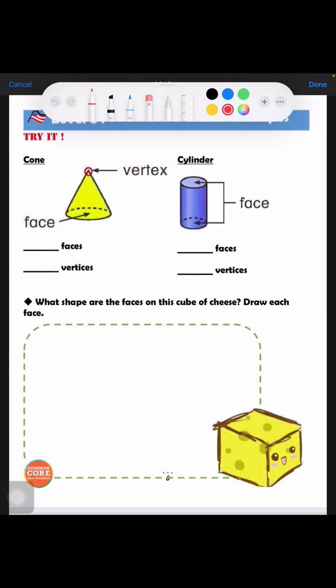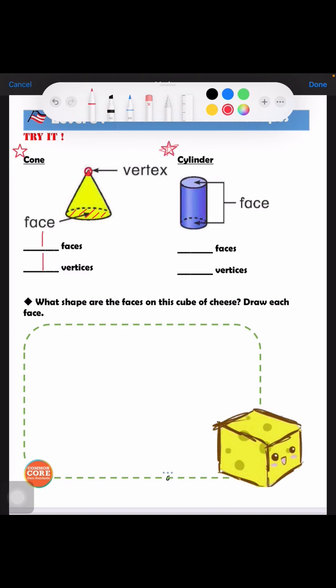Okay, now we move on to page 6. We are going to see some more examples of 3D shapes. So this is a cone. Let's find the number of faces. Because it only has one flat surface, it has one face only. How about vertex? It has one corner, so it has one vertex.